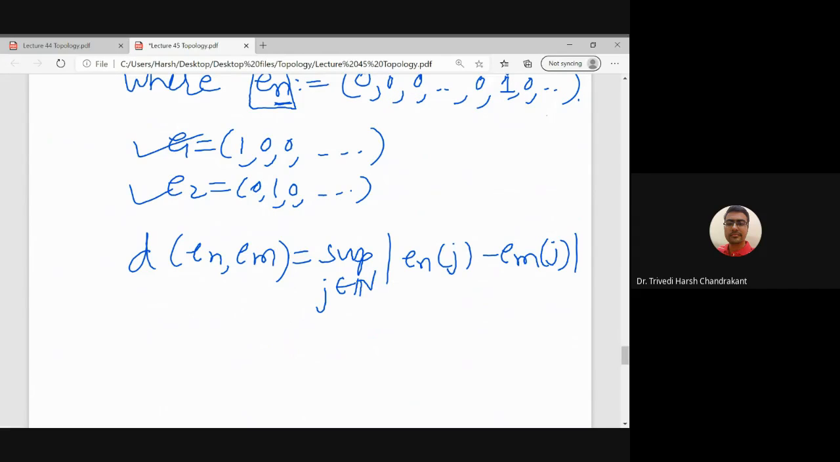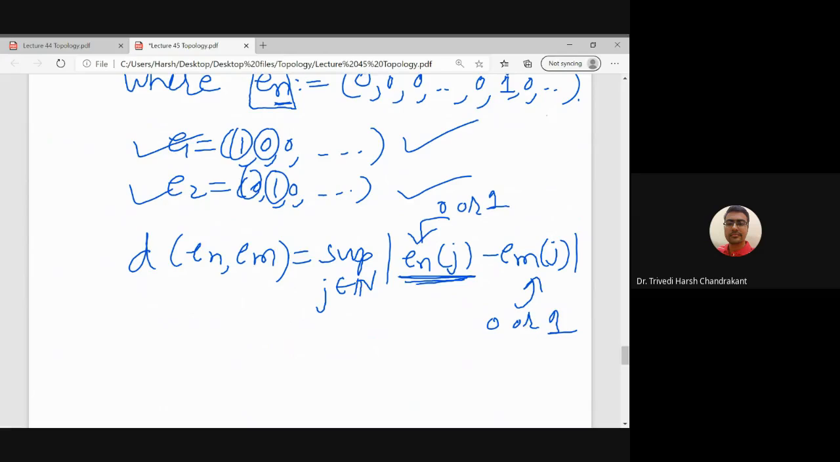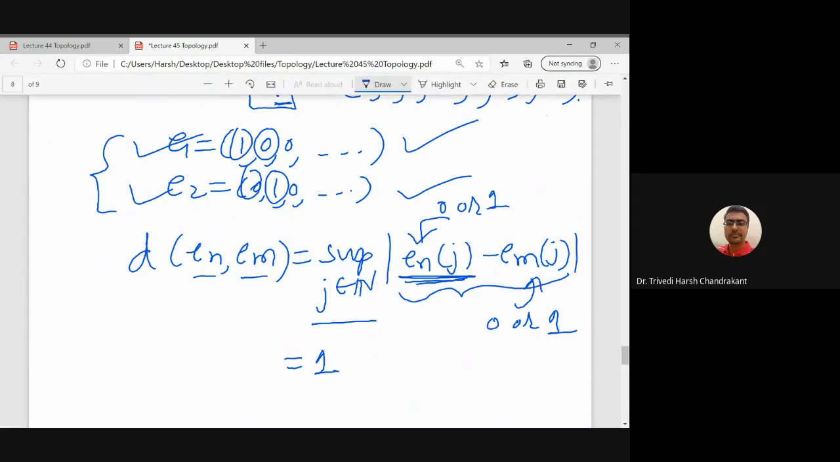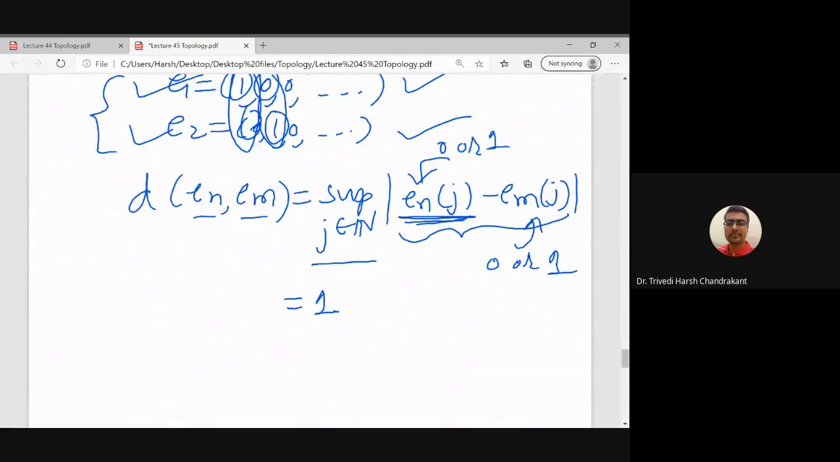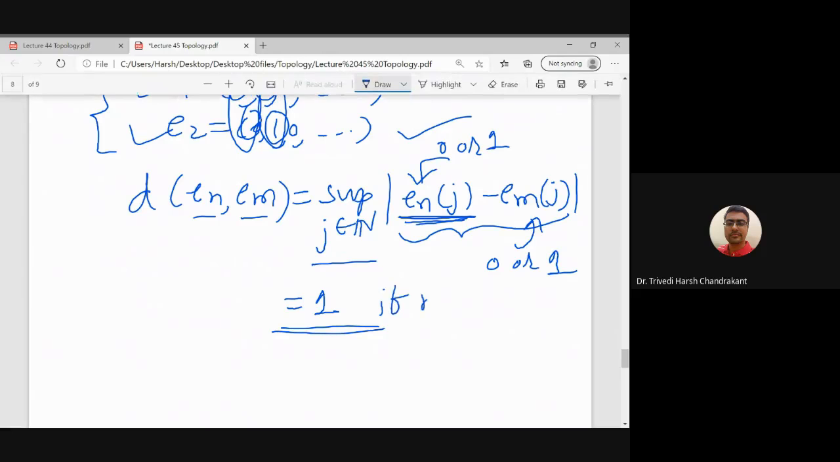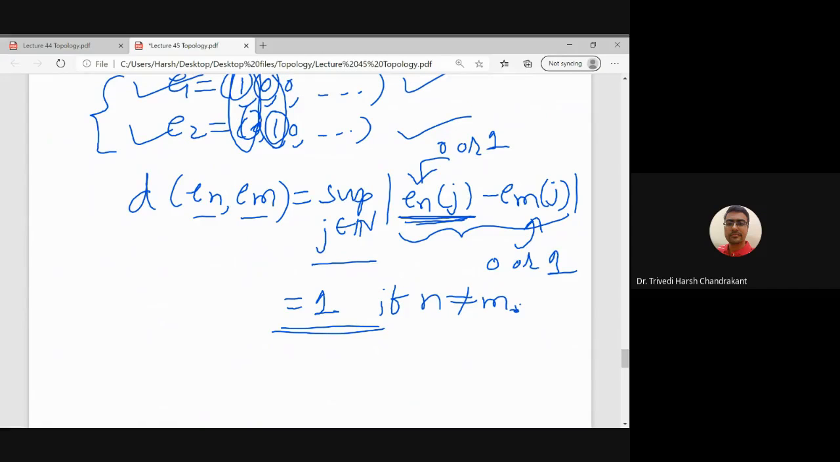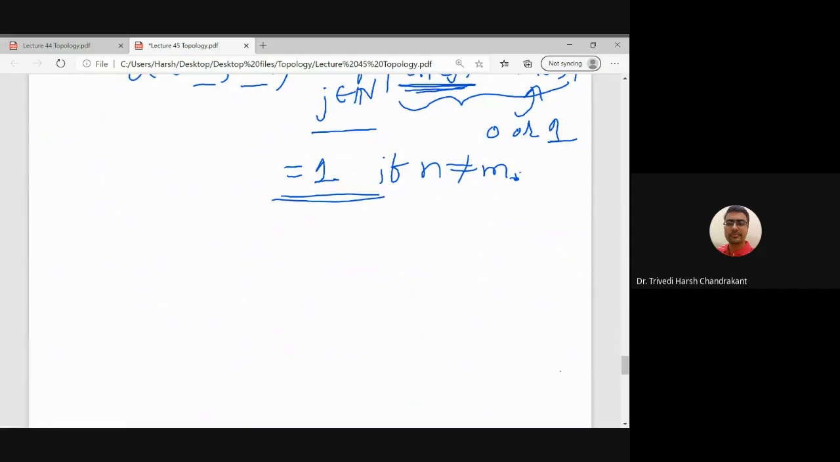Now what are the possibilities for the coordinates of each En? They are either 0 or 1, right? Either the entry is 0 or 1. So enj is either 0 or 1. In the same way emj is either 0 or 1. So that difference will be either 0 or 1, right? So what will be the supremum? The supremum is 1, because if you take two different n and m, they will differ in at least one coordinate, right? So the distance between en and em is 1 if n is not equal to m. If n equals m, then the distance is 0, because the distance of x with x is always 0.